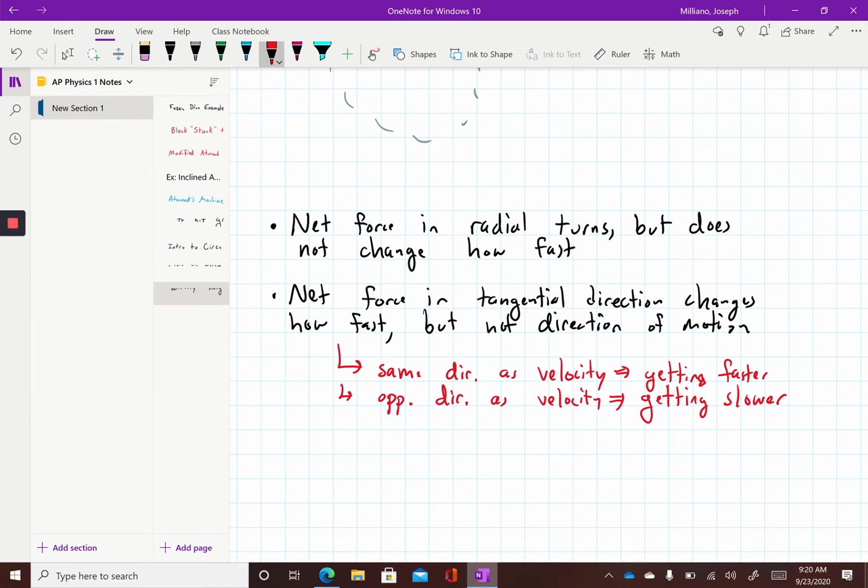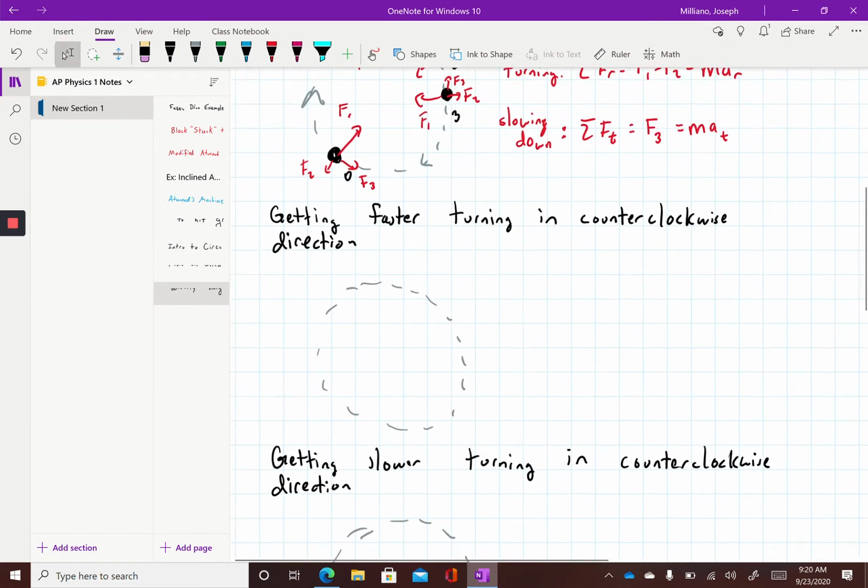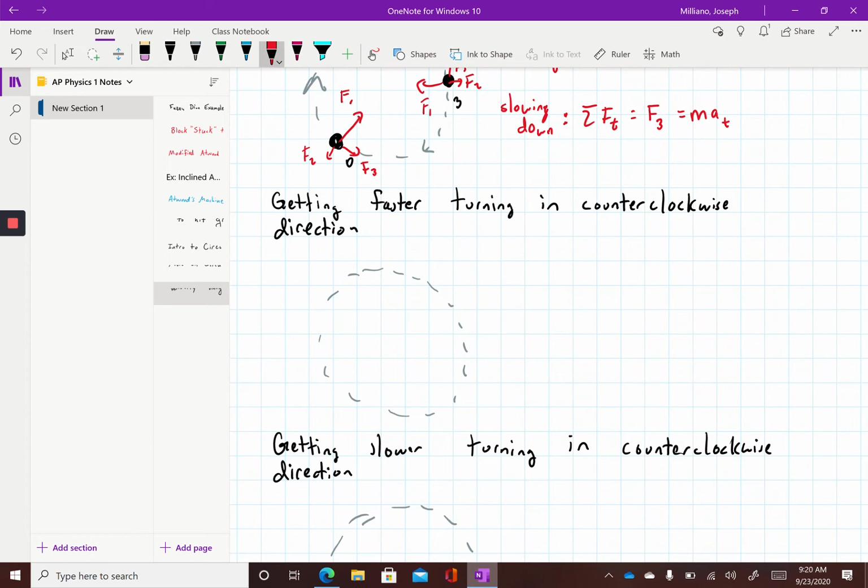I hope that helps. I guess one more point I want to make. Let's look at this third example here of getting faster, turning in a clockwise direction. So now we're going counterclockwise. I said clockwise, but I meant counterclockwise. And here, we could make this happen, getting faster in this direction, with just one force. And that's the point I want to make here.